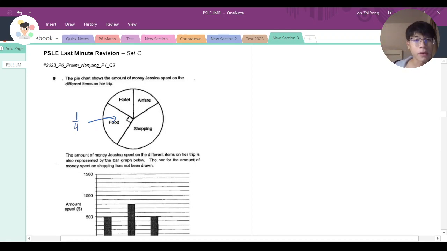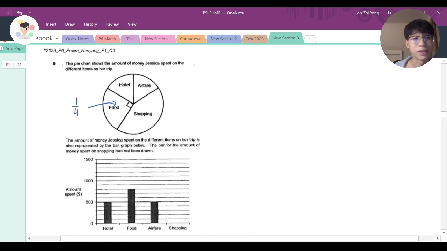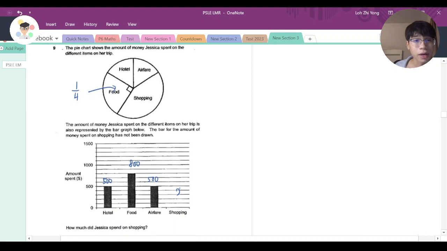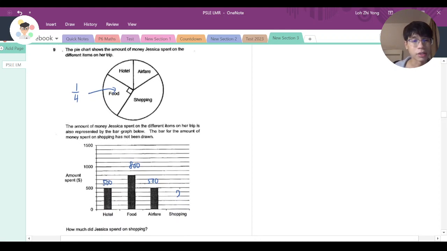And the amount of money Jessica spent on the different items on her trip is also represented by the bar graph. So we can see that hotel is 500, food is 800, and airfare is 500, and shopping we're not sure. And the question now is asking, how much did Jessica spend on shopping? We are looking for this, which is the missing one.